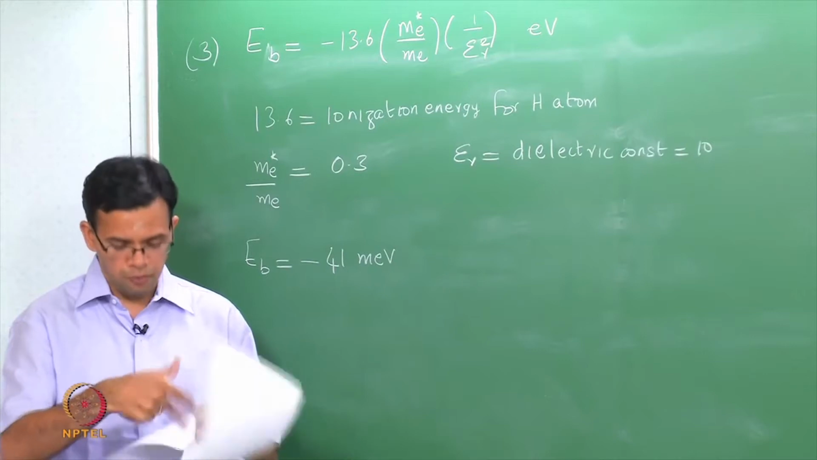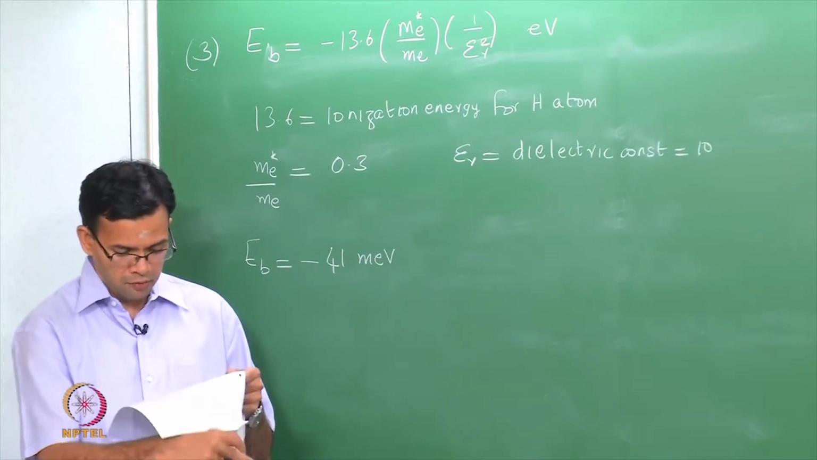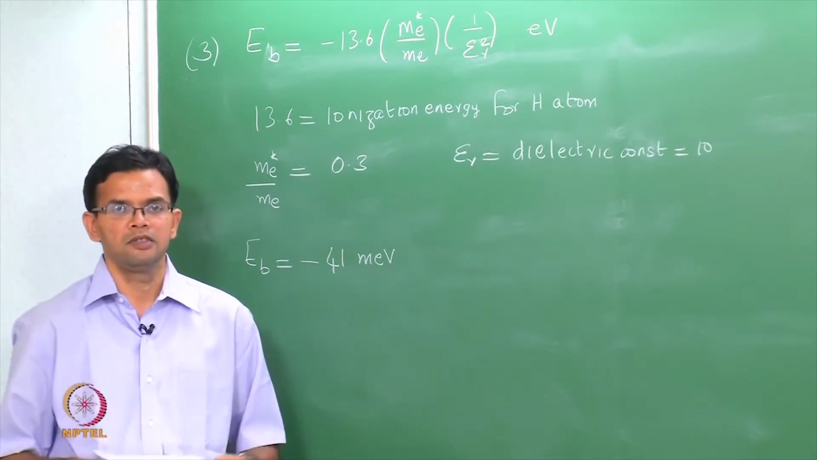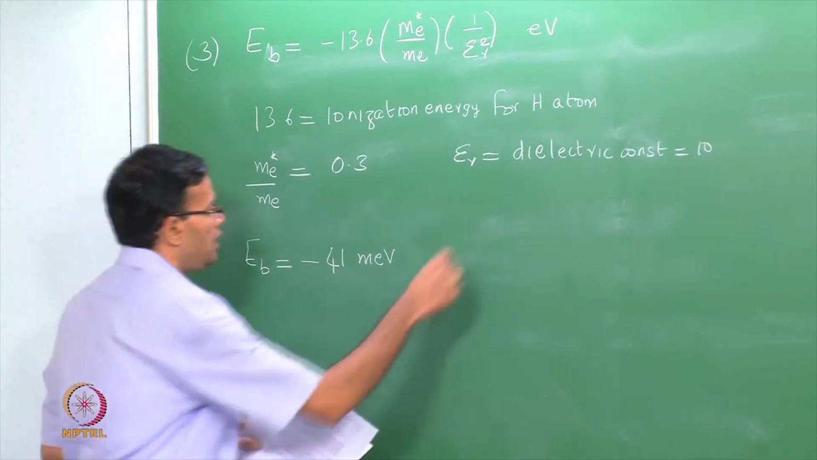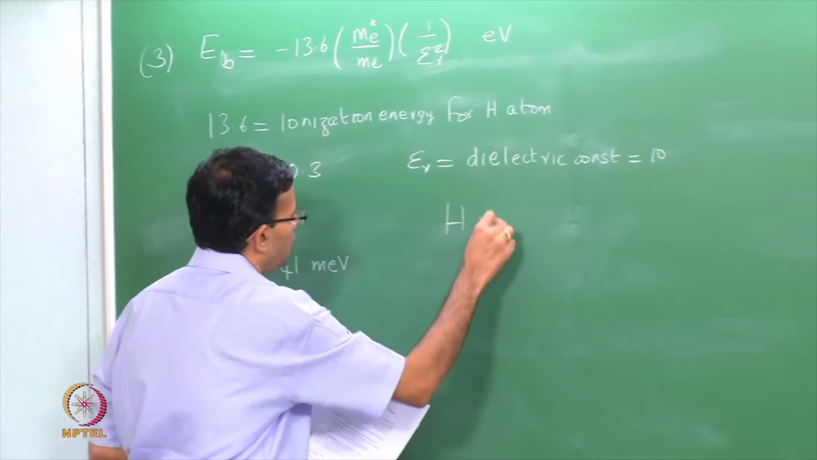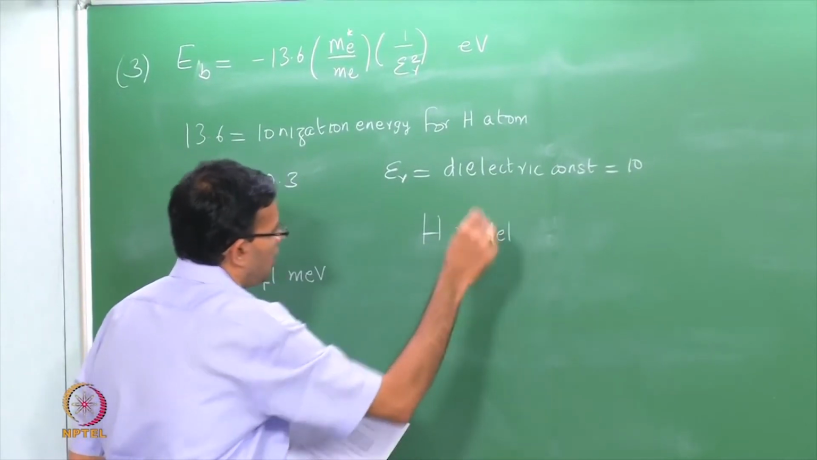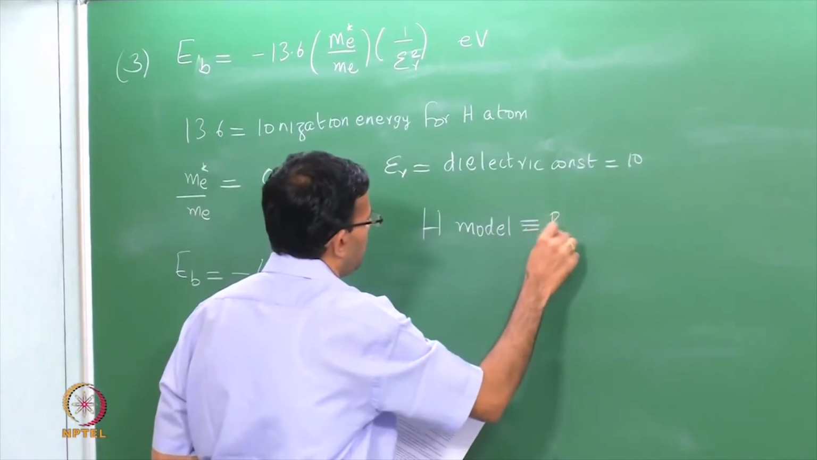In part 2 of problem 3, we also need to calculate the Bohr radius of the donor atom. So, once again we are using the hydrogen model and we want to calculate the Bohr radius.